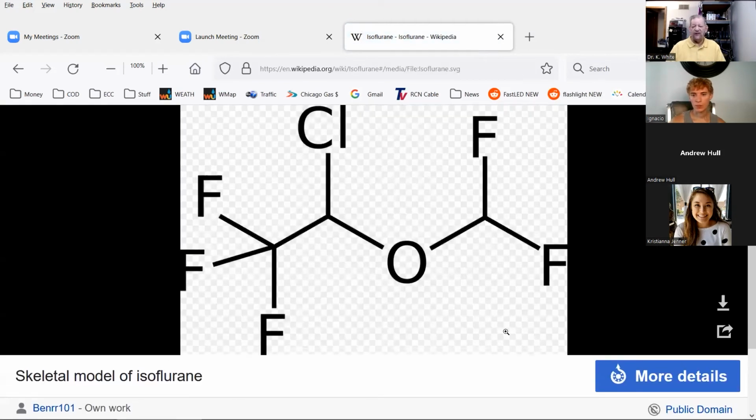Everybody see that structure on your screen? Thank you. This has two carbons. This end carbon has three fluorines. This carbon has a chlorine and a hydrogen. This has a carbon with two fluorines and a hydrogen. And this has the trade name isoflurane.